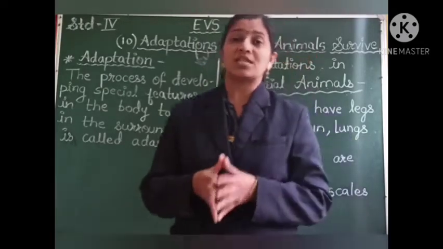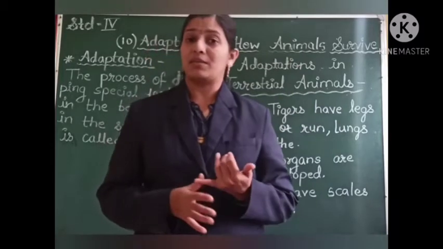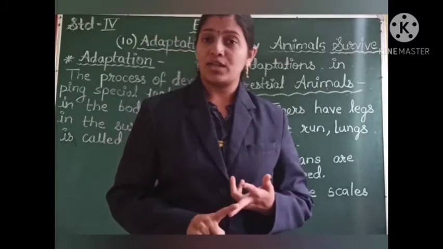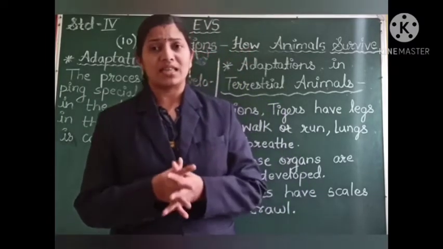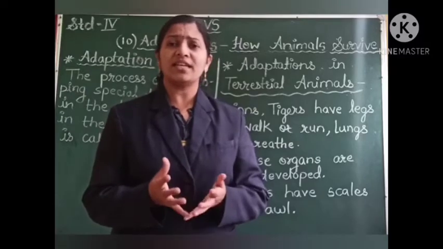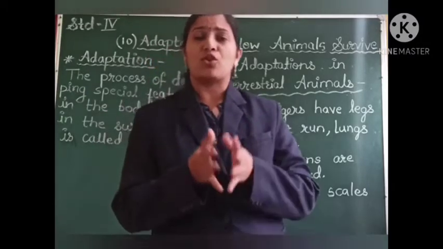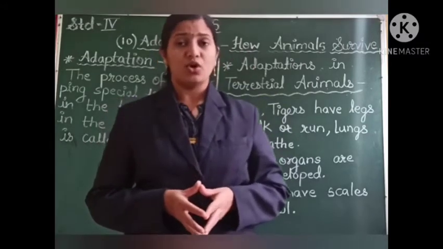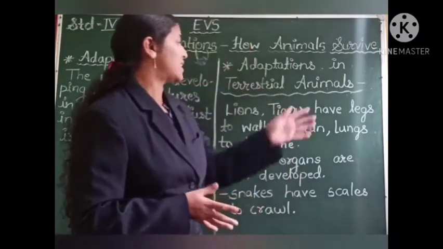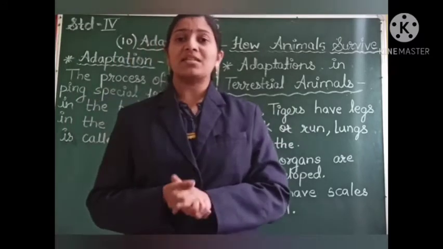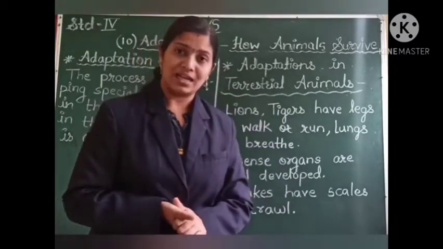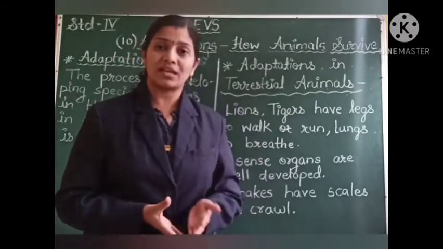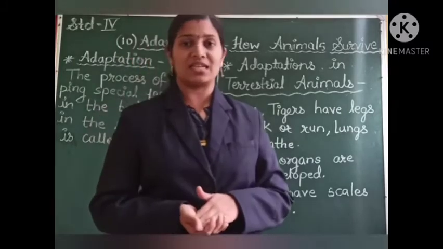So now let us see how all the animals, that is terrestrial animals, aquatic animals, arboreal animals, aerial animals, how are these animals creating the special features, or how can they get adjusted to the surroundings in which they live. So we will begin with the terrestrial animals. Terrestrial animals are the animals which live on the land. Also the animals that live in mountains and in polar regions are also called terrestrial animals.